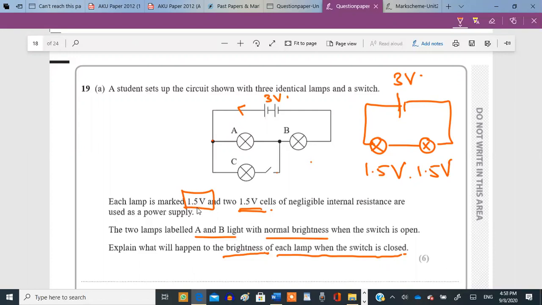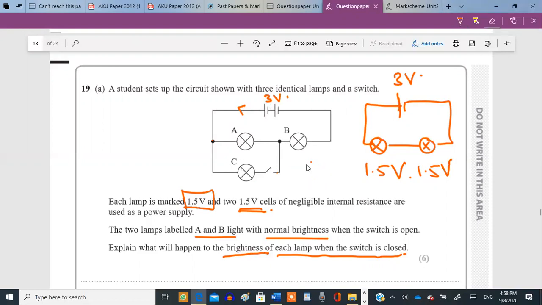Both of them require 1.5 volts. But C, will it get 3 volts, so it will be the most bright? It won't get 3 volts. Why not? Because it's parallel, but it's not parallel to the battery. It's parallel to A. If this junction was not over here, but rather it was over here, then it would have gotten 3 volts and it would have fused, because it's going to be greater than its normal voltage. But since it's over here, it's not in parallel with the cell.